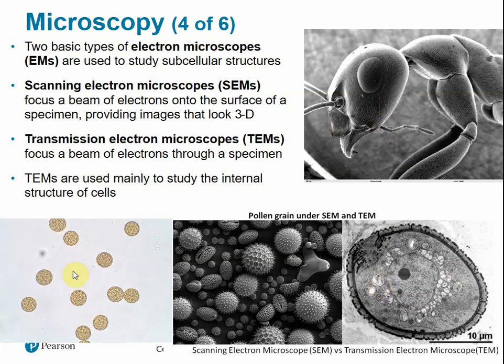So in this example, here's our standard light microscope view of pollen, like our microscopes in our labs. This is the scanning electron microscope view of the pollen and a transmission electron microscope view, where we're doing kind of like a cross section of this pollen grain.